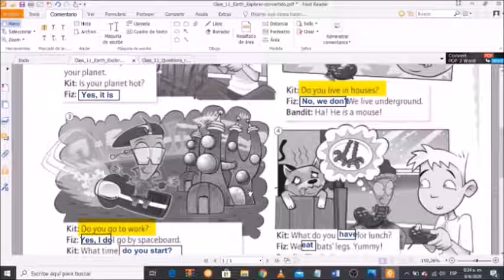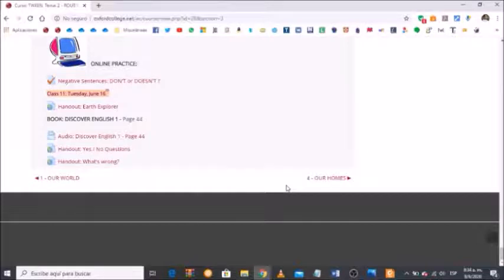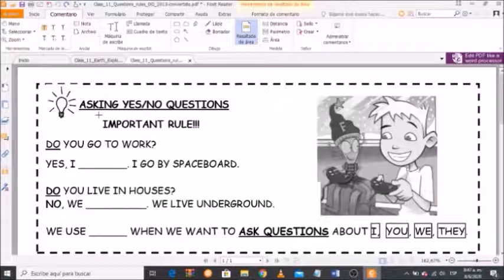Muy bien, y vamos a trabajar con estas dos preguntas ahora y para ello les voy a pedir que vayan al aula virtual. So let's go to the virtual classroom. And let's work with the handout called Yes, No Questions. So, this is the handout, and it says, asking yes, no questions. So, we are going to highlight this and this as well.